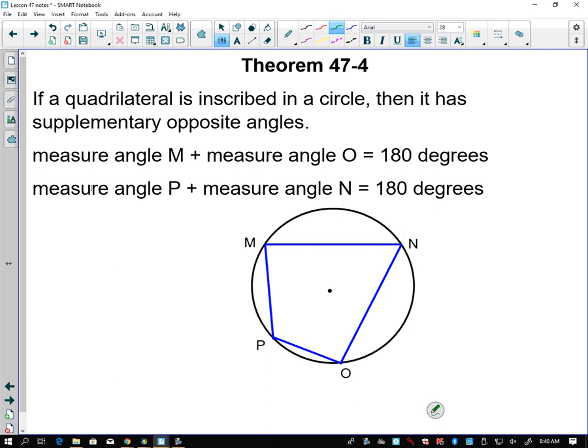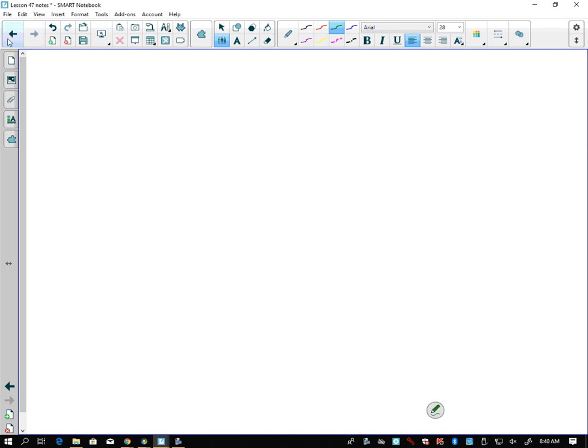P and N. So I know that angle P plus angle N is 180. I know that angle M plus angle O is 180 degrees. Simple enough? All right. If I know that, I can solve a bunch of other questions. All right, so that's it for that.